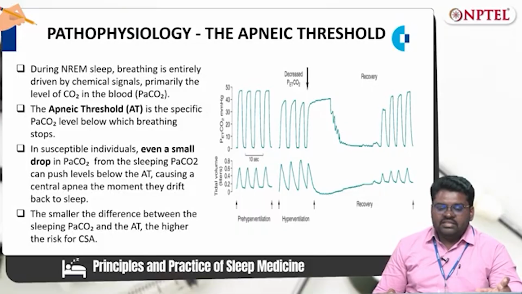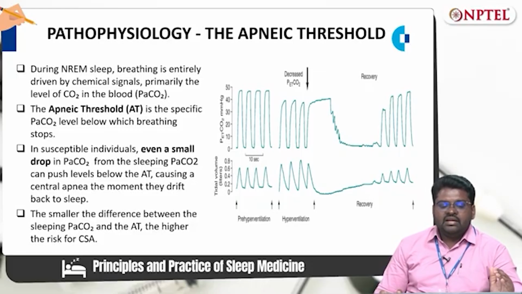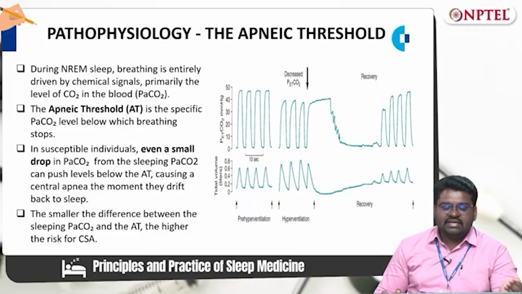Pathophysiology. The concept of apneic threshold is very important to understand the pathophysiology of central sleep apnea. During NREM sleep, that is non-rapid eye movement sleep, breathing is entirely driven by chemical signals, primarily the level of carbon dioxide in the blood. So this blood parameter, carbon dioxide, is most important to maintain breathing.